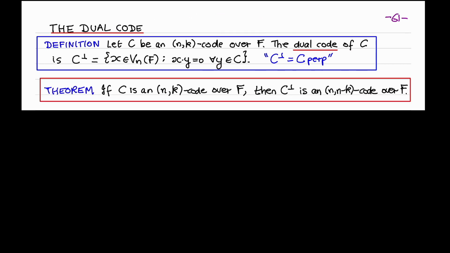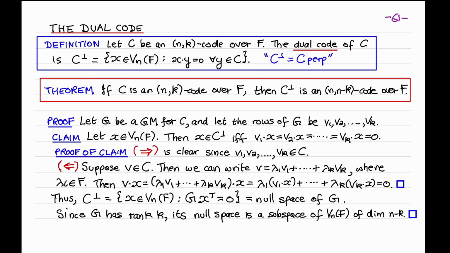We have a theorem that says that if C is an (n,k) linear code over F, then the dual code of C is a linear code of length n and dimension n minus k over F. So note that the dimension of a linear code plus the dimension of its dual code is equal to n, the length of both codes. Let's prove the theorem. Let G be a generator matrix for C, and let the rows of G be v1, v2 up to vk. So these k vectors are a basis for C.